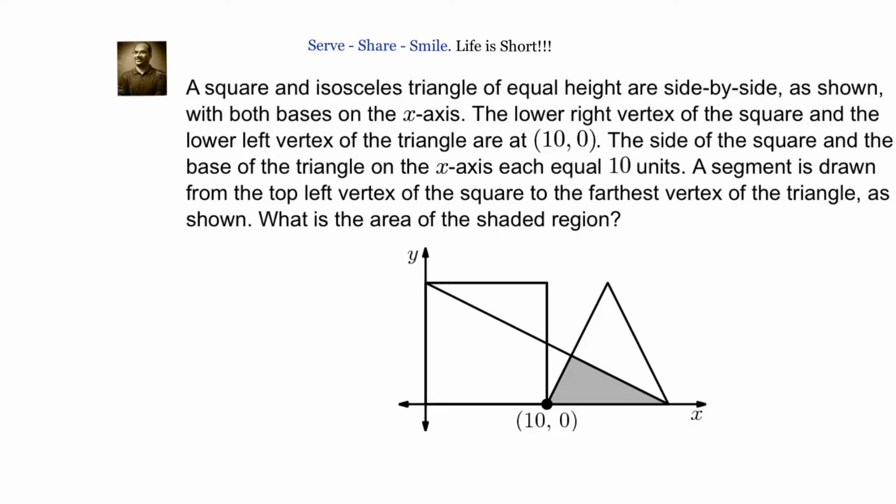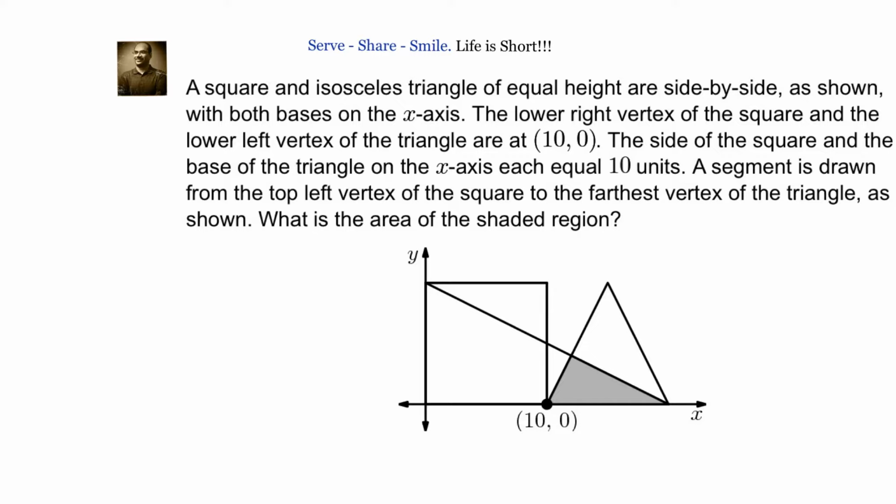Let us look at this problem related to 10th or 11th grade coordinate geometry, straight lines. We have been given that a square and an isosceles triangle of equal height are side by side as shown in the figure, with both bases on the x-axis. The lower right vertex of the square and the lower left vertex of the triangle both are at (10, 0). The side of the square and the base of the triangle on the x-axis equal 10 units.